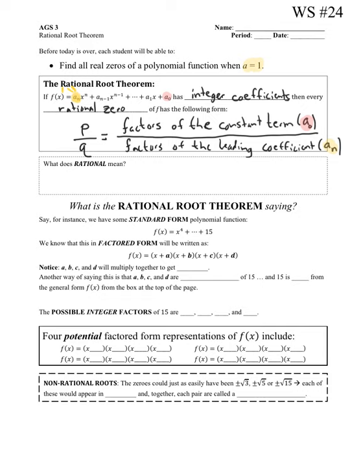Okay, so real quick, because this is the rational root theorem, we're saying every rational zero of f has the following form. Well, what does rational mean? Rational means a number that can be expressed as a fraction. That's a rational number.